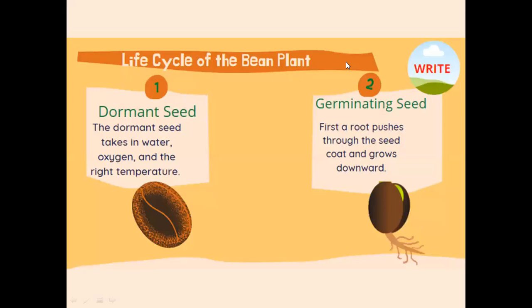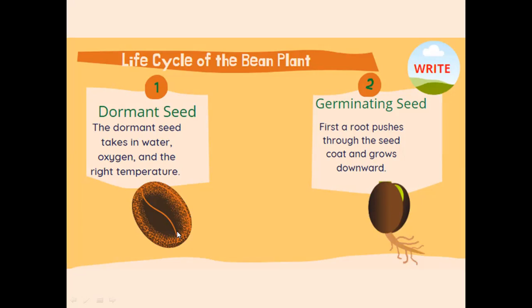So guys, you need to write the definitions of this, the life cycle of a bean plant. Maybe you did this experiment in second or third grade with your previous teachers. A dormant seed, as you know, takes in water and oxygen at the right temperature. So we can see a seed like this.